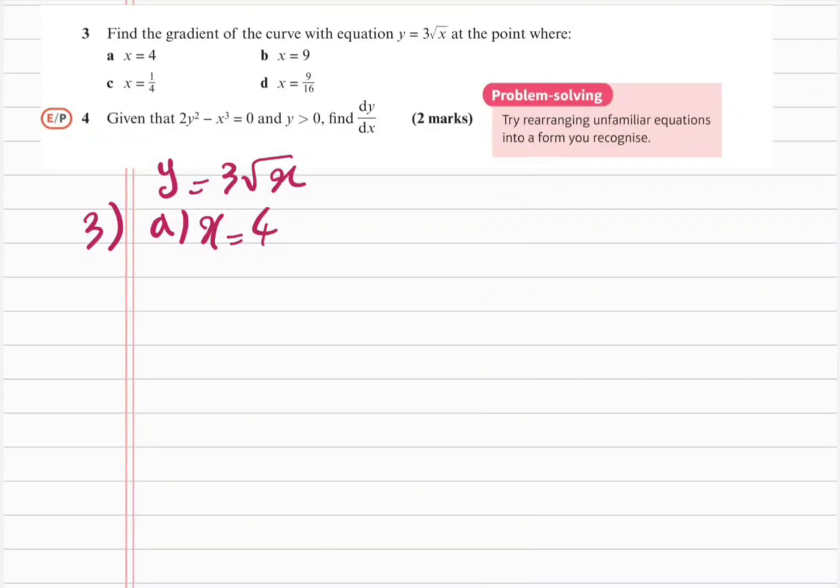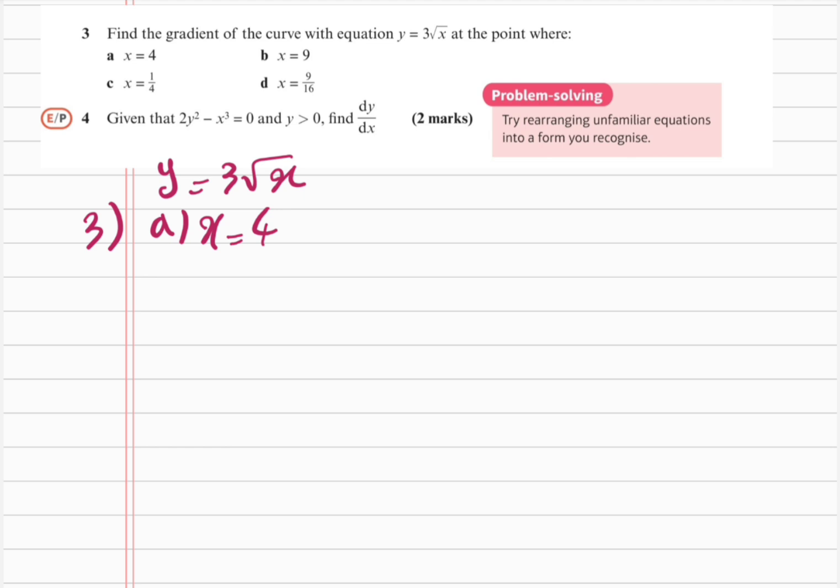So in question 3, I'm only going to do part A because all of the parts are exactly the same. You just substitute a different number in the final step. So we have the function y is equal to 3 root x and we want to find the gradient at these points. So in part A, we want to know what's the gradient of the curve at the point when x is equal to 4.